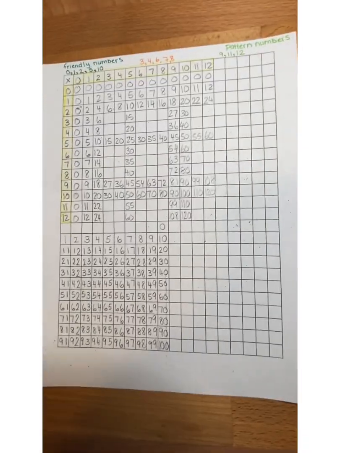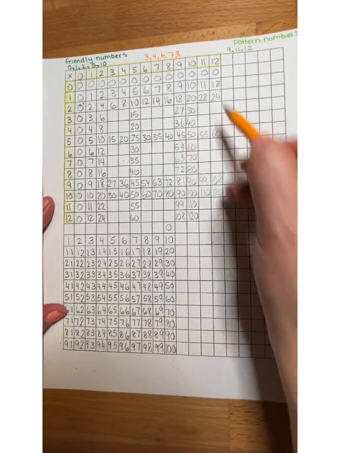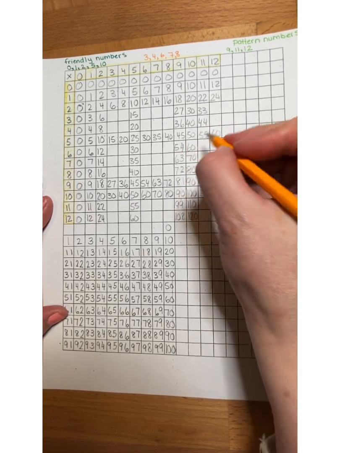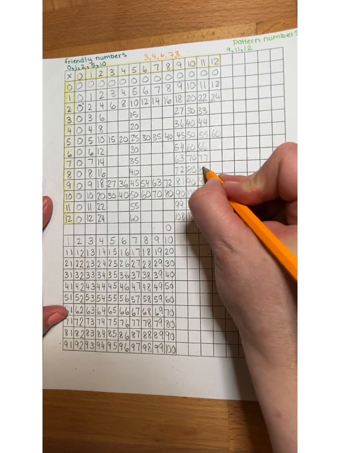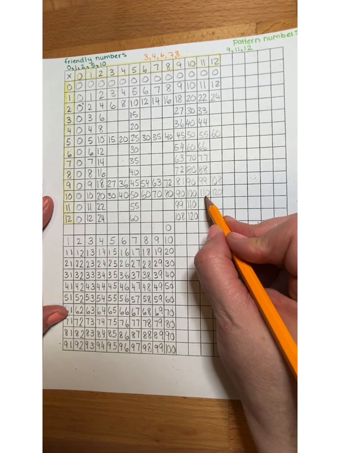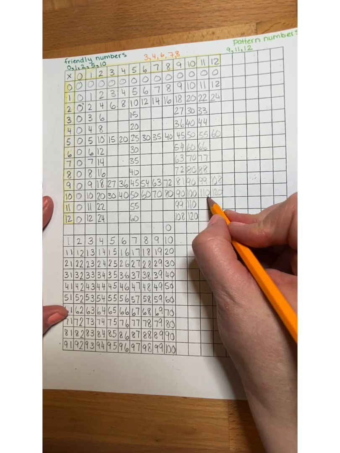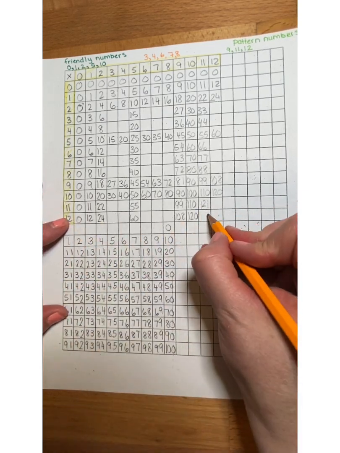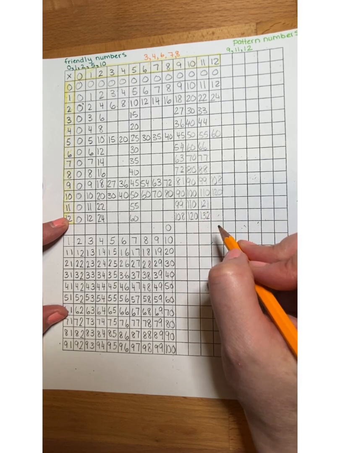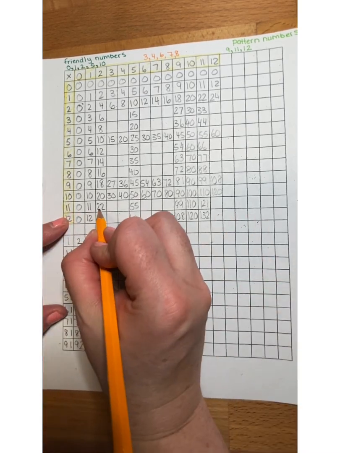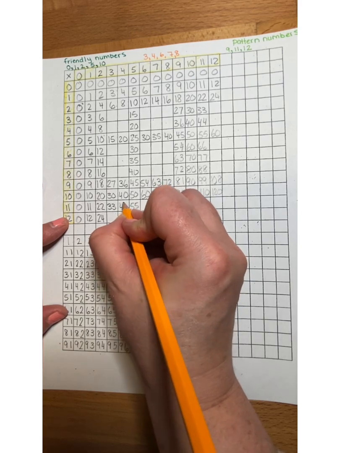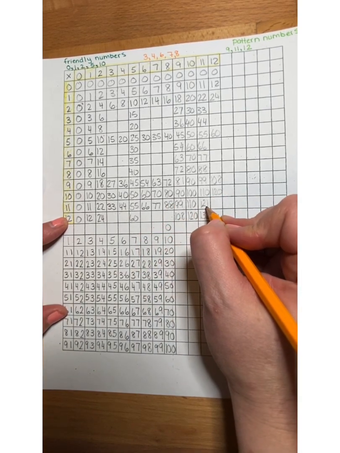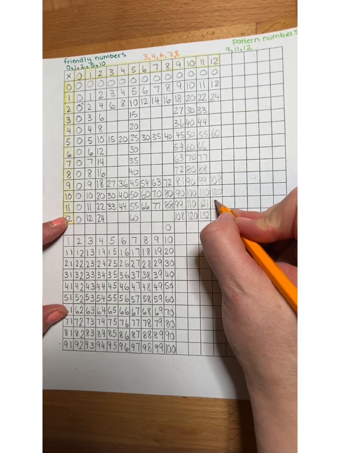So let's look at our 11 pattern number. So here's our 11 row. And in this row, both the numbers remain the same. So 11, 22, 33, 44, 55, 66, 77, 88, 99, 110. Okay, the 110 plus 11 is 121, plus 11, 132. Okay, and then you do your 11s this way. 11, 22, 33, 44, 55, 66, 77, 88, 99, 110, 121, and then we have 132.